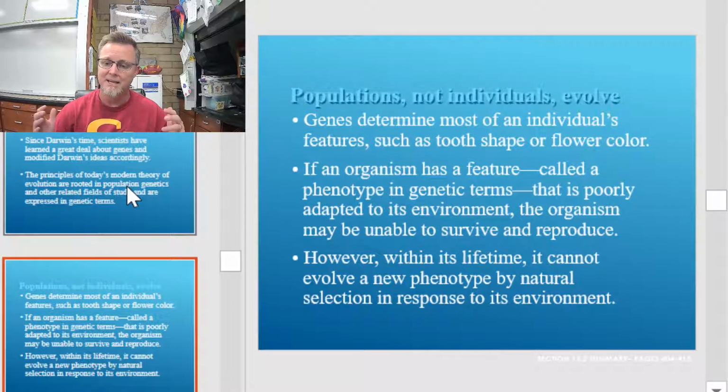Genes determine most of an individual's features, such as your tooth shape or your flower color. And if organisms' genes are the same from one species to the next or one population to the next, again, relationships are thought to exist. If an organism has a feature, called a phenotype in genetic terms, that is poorly adapted to the environment, that organism may be unable to survive and reproduce. Remember what I said about advantageous adaptations? If you don't have them, then you're not going to be successful.